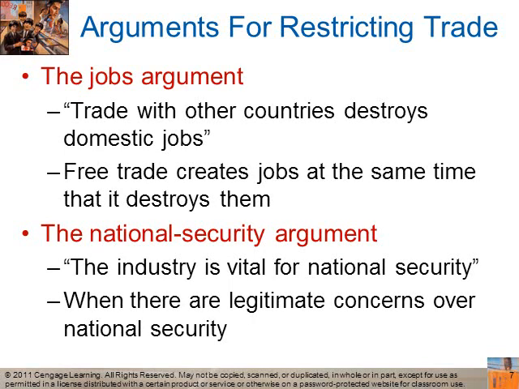Okay, so what are the reasons then to restrict free trade? Number one is the argument of the jobs. Trade with other countries destroys domestic jobs. The reality is that it is true that it destroys jobs, but it creates them too, and probably more. So it's not necessarily true. Yes, some jobs are destroyed, but some others, and probably more, are created.